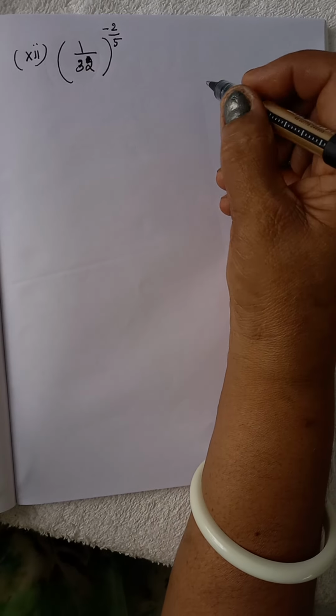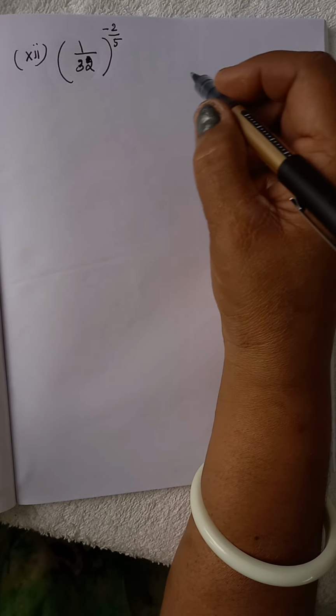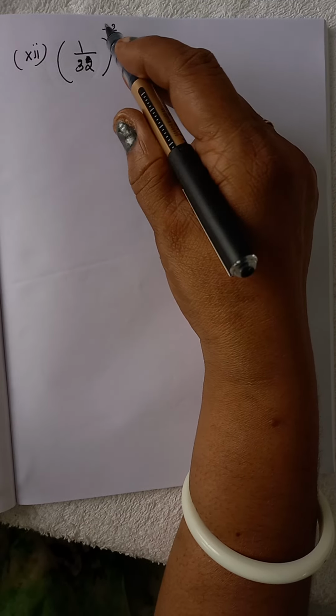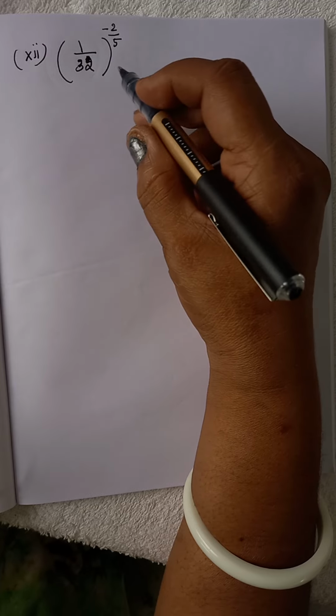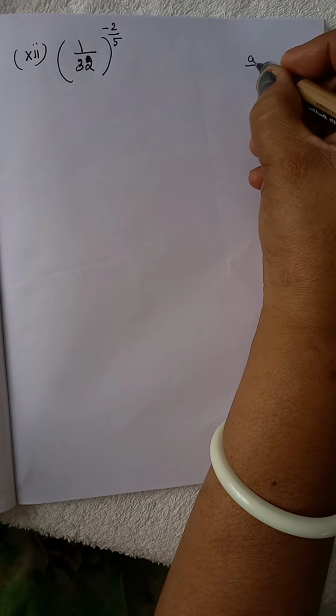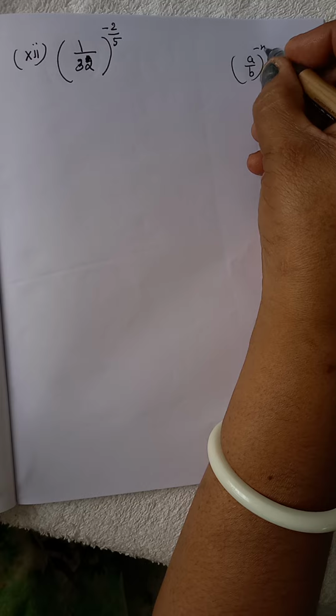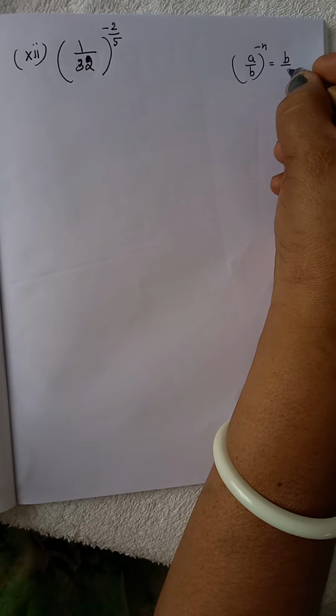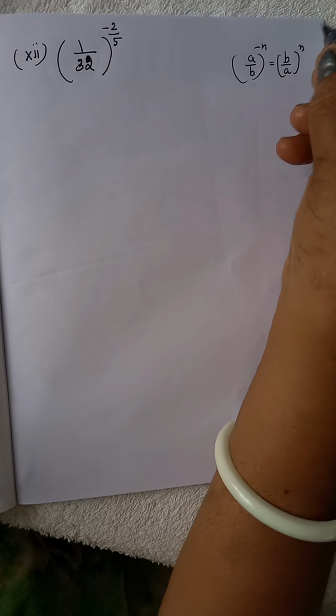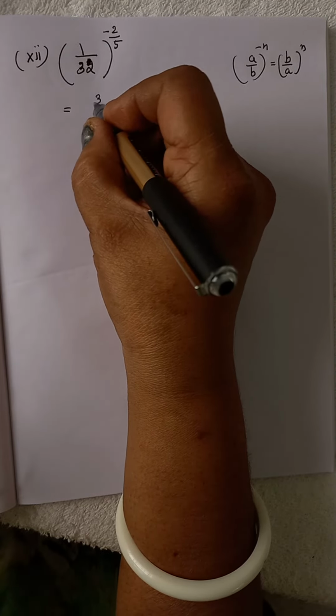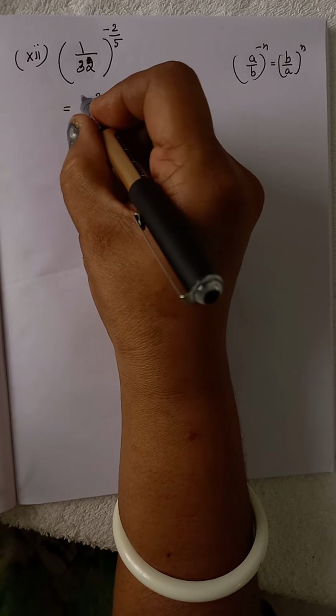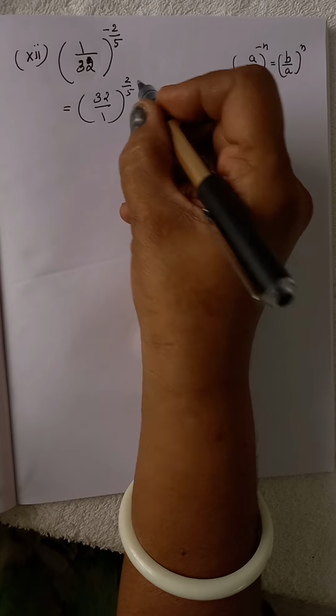Now the 12th question is (1/32) raised to minus 2/5. We have to make this minus as plus. For that what we have to do? We know (a/b) raised to minus n is equal to (b/a) raised to n. So this is equal to (32/1) raised to 2/5.